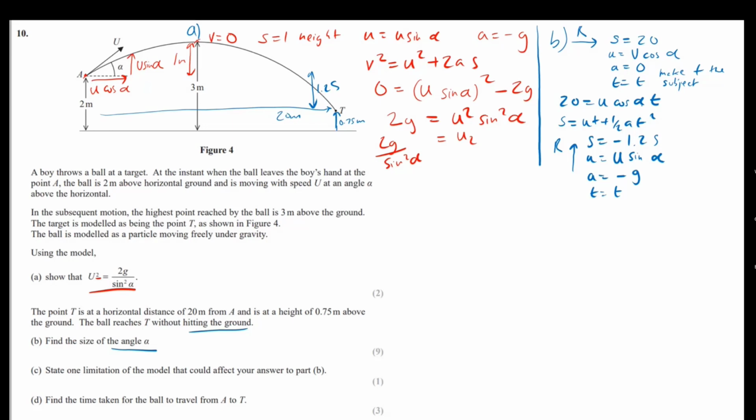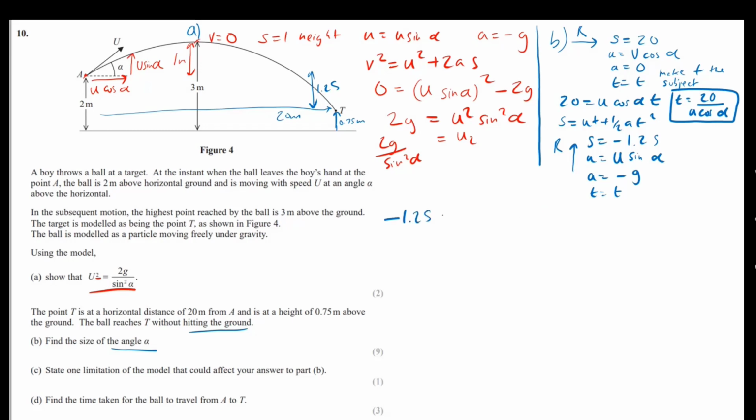So if we made t the subject, t would equal 20 over u cos alpha. Actually, this is a 9 marker, so this is actually a really challenging question. Okay, so we've got that. This is important. So we've got to do the vertical motion. So we're going to get the minus 1.25.